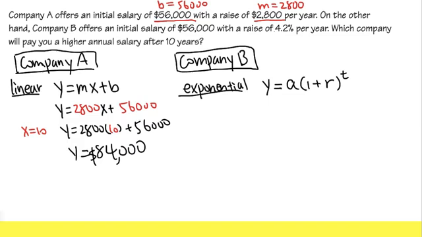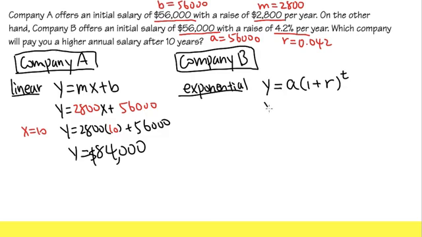Now I will go back here. We have the 56,000, so in our formula, a is 56,000. The percent is an increase, so r is positive, and when you change 4.2% into a decimal, you get 0.042. Then we just plug in, and of course t is equal to 10. T and x are the same thing in this sense.